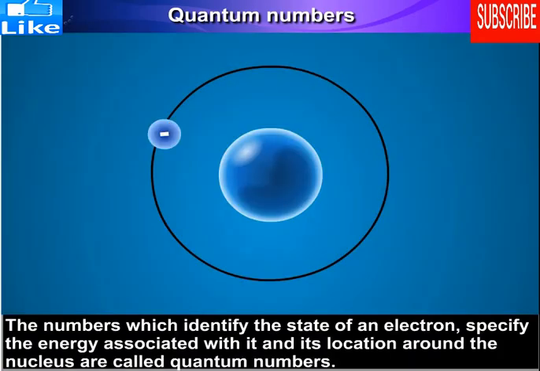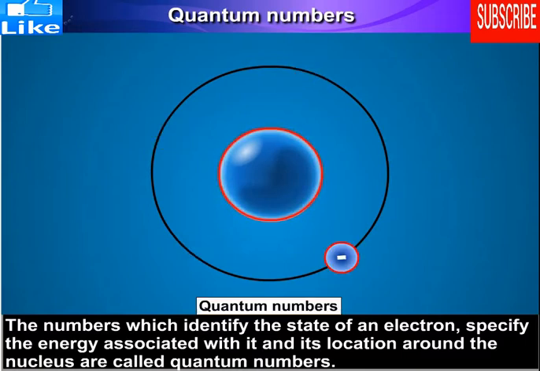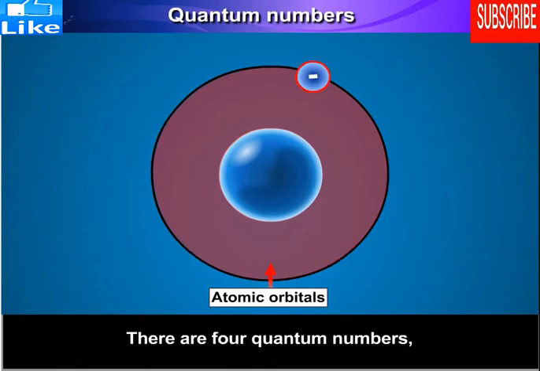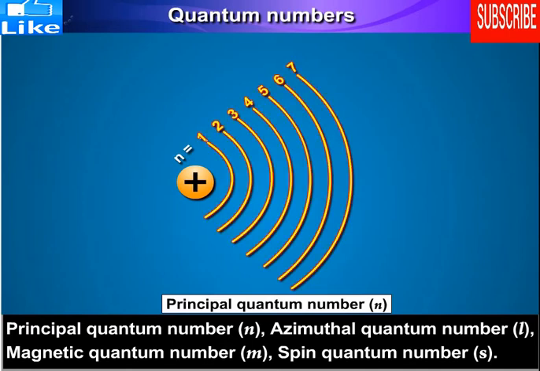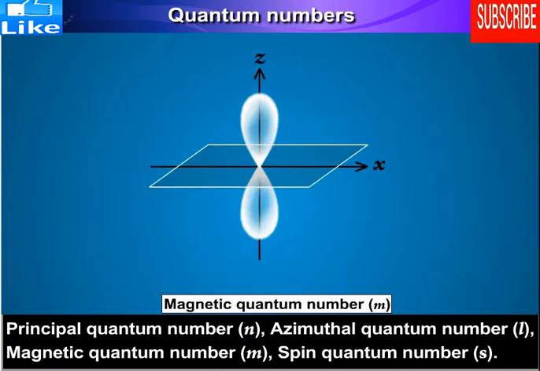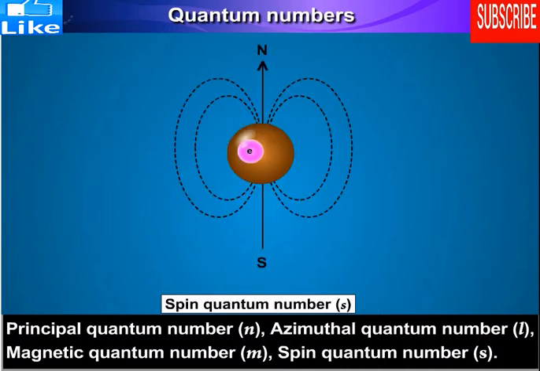The numbers which identify the state of an electron, specify the energy associated with it, and its location around the nucleus, are called quantum numbers. These numbers are used to designate and distinguish electrons in atomic orbitals. There are 4 quantum numbers: principal quantum number, n; azimuthal quantum number, l; magnetic quantum number, m; and spin quantum number, s.